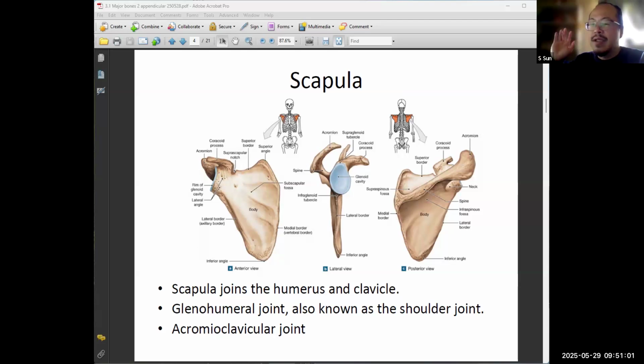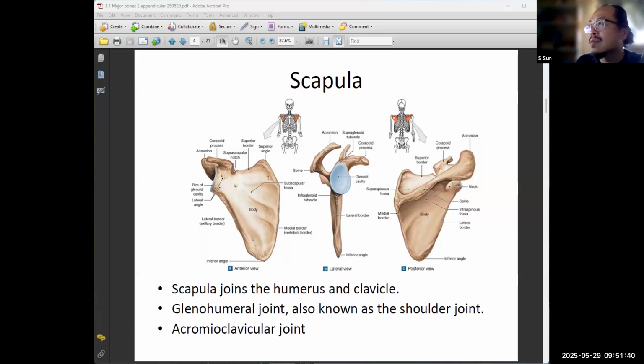The structure is very simple. If you look at the anterior view, you can see it's flat and has a triangular shape, so you have three borders: the superior, lateral, and medial. If you look at it from the back, you see that right here. This side is the medial, this side is the lateral, and this is the superior. Medial means close to the middle of the body, and that's this one here.